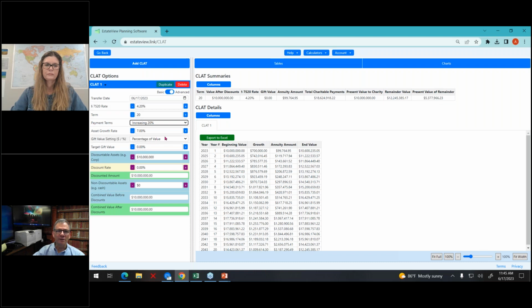So if I was younger, that would certainly be of interest, even if I had no family. But now, if I have family and I'm trying to do a CLAT, I'd like to give charity $100,000 increasing a year to our family foundation, with the remainder going to my children estate tax free. They're going to get $12 million estate tax free in 20 years. But wait, it could be better. I could do what's called a shark fin CLAT.